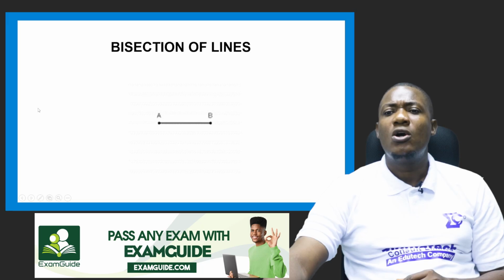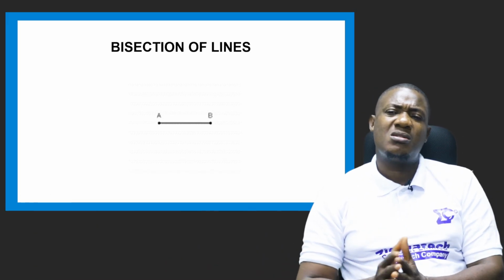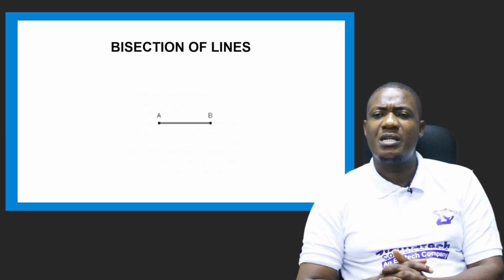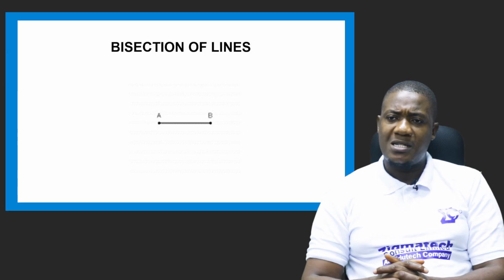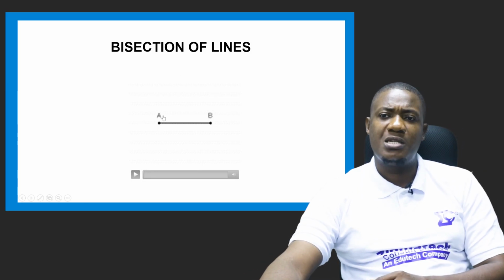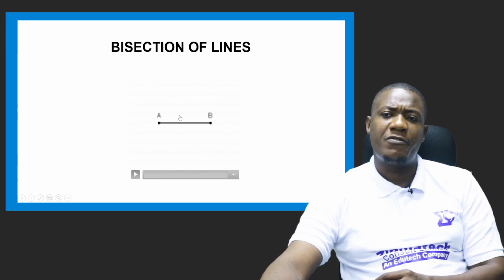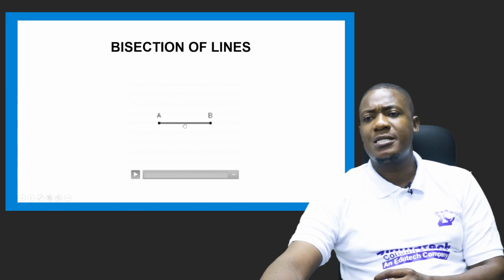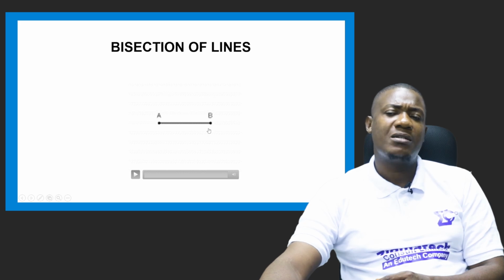To do that, we require not much of a special skill. It's just for you to have a compass. All you need to do is, for example, using this A here as your center, extend the radius of your compass such that it is beyond the center of this line AB, like you see here. Make an arc over and below this line.